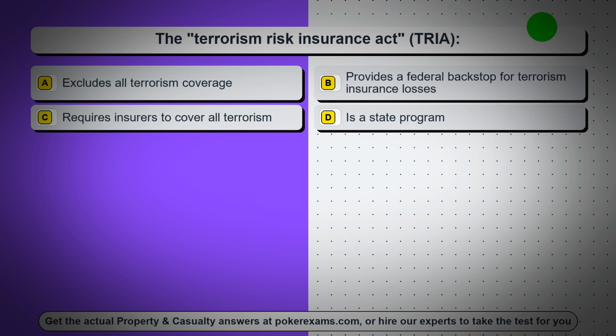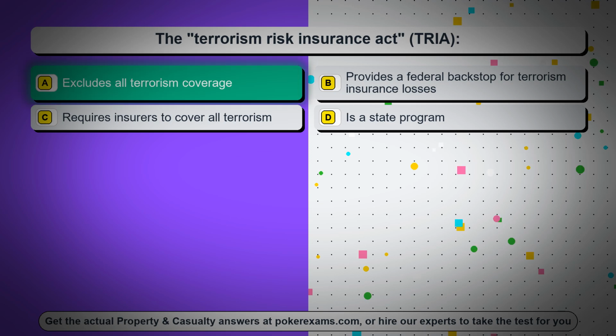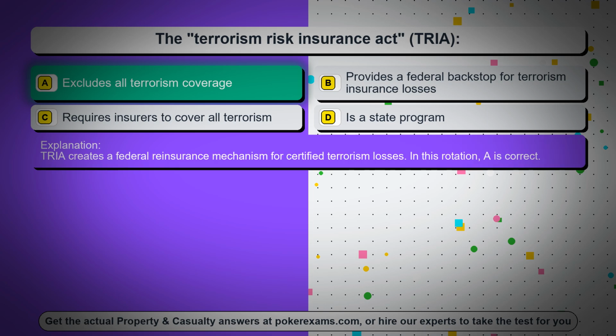Question 8. The Terrorism Risk Insurance Act, TRIA, option A, excludes all terrorism coverage. Option B, provides a federal backstop for terrorism insurance losses. Option C, requires insurers to cover all terrorism. Option D, is a state program. The correct answer is option A, excludes all terrorism coverage. TRIA creates a federal reinsurance mechanism for certified terrorism losses. In this rotation, A is correct.